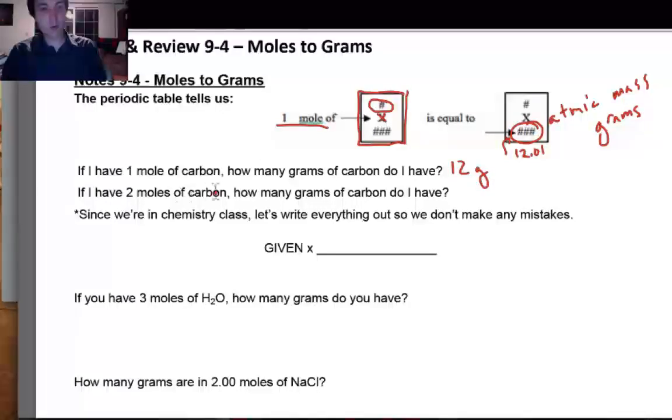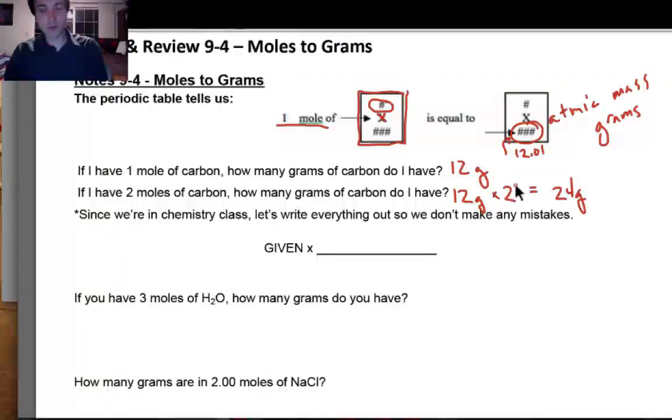So if we had 2 moles of carbon, meaning basically we have twice as much, we'd simply take the mass of 1 mole of carbon and double it. So 12 grams times 2, which means we'd have 24 grams of carbon. Cool? Cool. However, since we're in chemistry class, we need to write everything out so we don't make any mistakes.